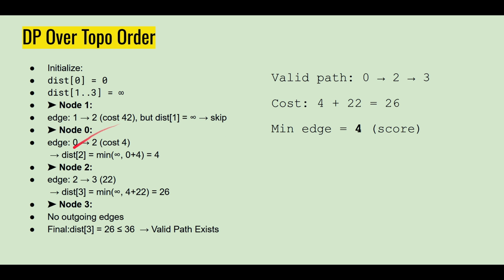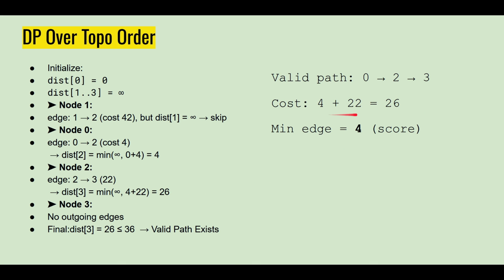Like that we'll get node 1, node 2, and keep going until we get the value here. Then we'll say node 2 we are getting 26, node 0 we are getting 4, and node 1 we are skipping. So there are no outgoing edges from node 3, so we'll stop here and check the value. 26 is less than 36, so this is a valid one. So we'll say the valid path is 0. As we can see here, we got 4, and then we have another one, this one.